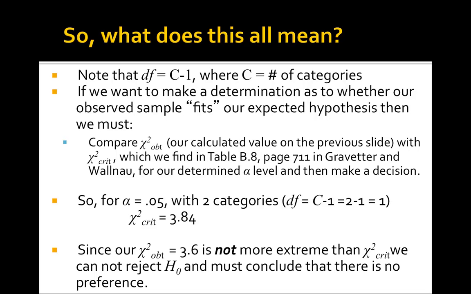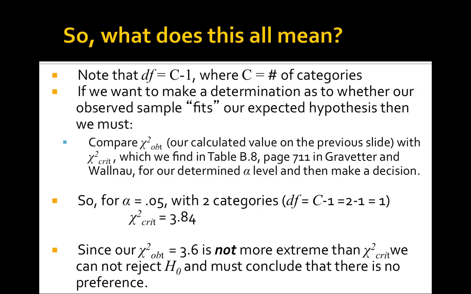So we're going to use alpha equals 0.05 with two categories. Therefore, degrees of freedom equals C minus 1 equals 2 minus 1, which is 1. And the chi-square critical is 3.84. Since our chi-square obtained is not more extreme than chi-square critical, we cannot reject the null hypothesis and must conclude there is no preference.